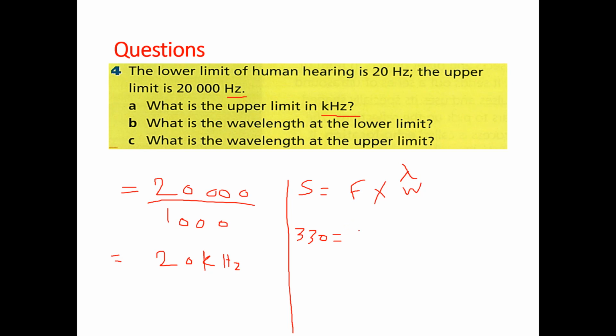Okay, how much is the frequency? Here they are talking about the lower limit. The lower limit means what? It means 20. So 330 equals 20 times wavelength. Now wavelength equals 330 over 20, and the answer would be 16.5. 16.5 meters.